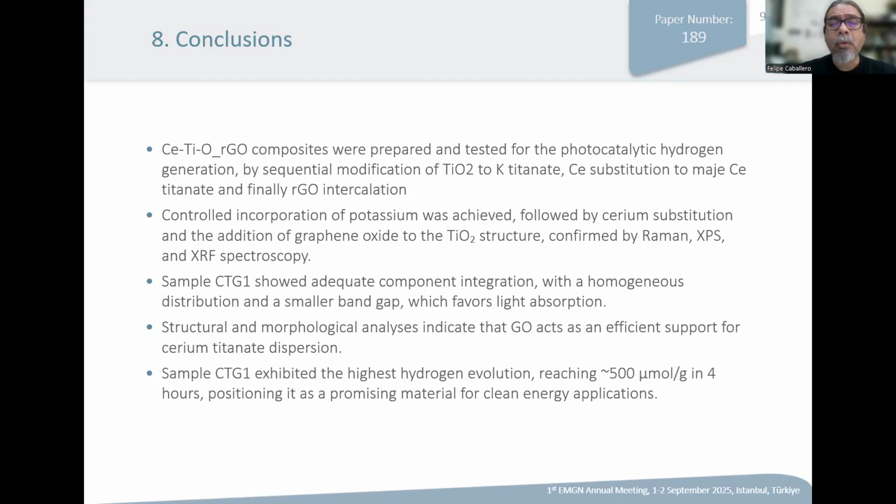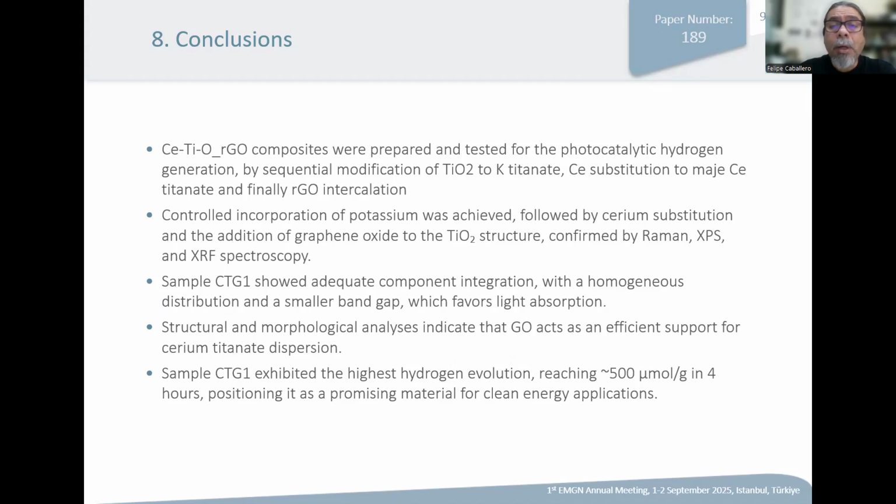Finally, we want to conclude by telling that we have prepared cerium, titanium, oxygen, reduced graphene oxide composites, and tested them for photocatalytic activity. These were prepared by sequential modification of titanium oxide to potassium titanate. Then this potassium is substituted by cerium, and cerium titanate is made. And finally, we intercalate this composite with reduced graphene oxide. The controlled incorporation of potassium was achieved, followed by the substitution of cerium, and this was confirmed by Raman, XPS, and X-ray fluorescence spectroscopy.